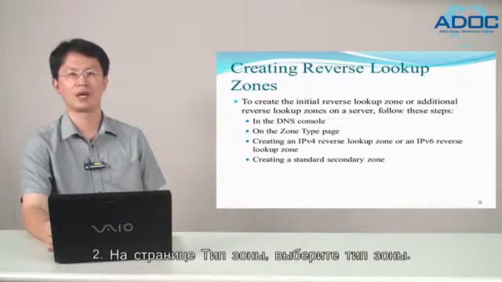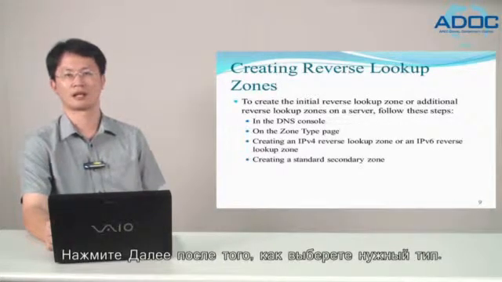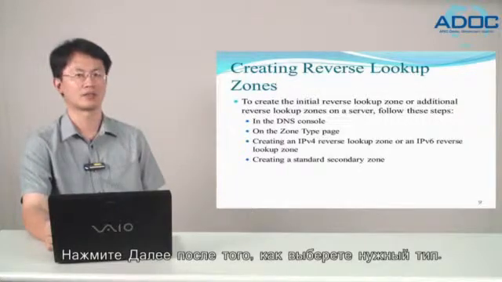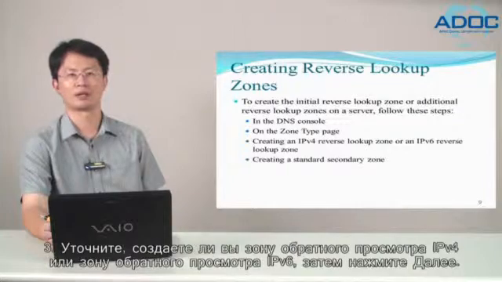Second, on the zone type page, you can select the zone type. The options available are the same as for forward lookup zones. Click Next after making the selection. Third, specify whether you are creating an IPv4 reverse lookup zone or an IPv6 reverse lookup zone, and then click Next.